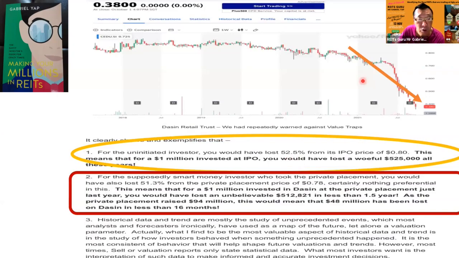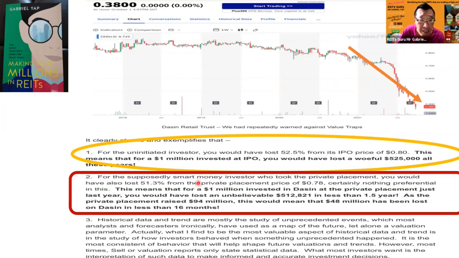And not surprisingly, ladies and gentlemen, you can see the huge fall in Dasin from the IPO price of 80 cents. It is trading at 38 cents now. This would have meant that you would have lost close to $500,000 if you had put in $1 million in investing in the stock just at its IPO level.